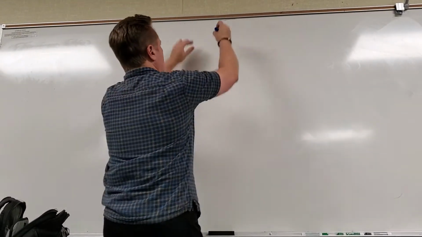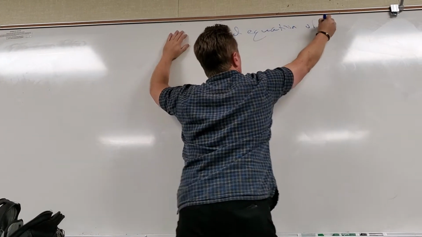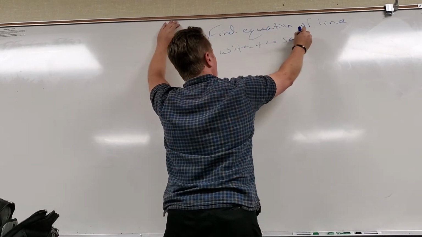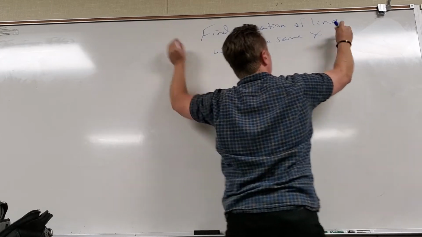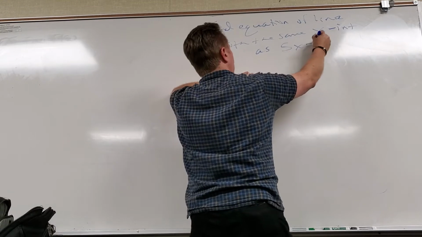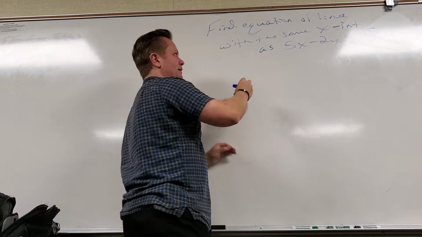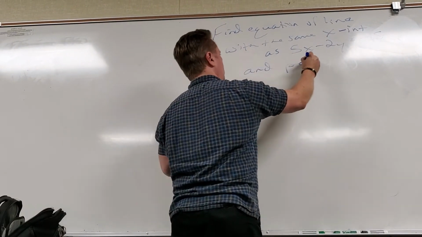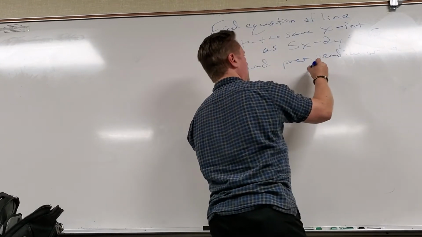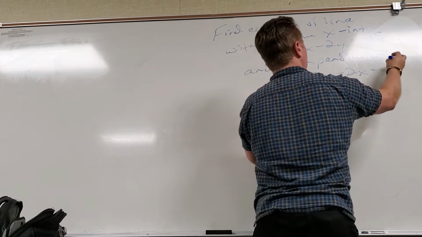Find the equation of the line with the same x-intercept as 5x minus 2y equals negative 15, and perpendicular to 3y minus 2x equals 11.